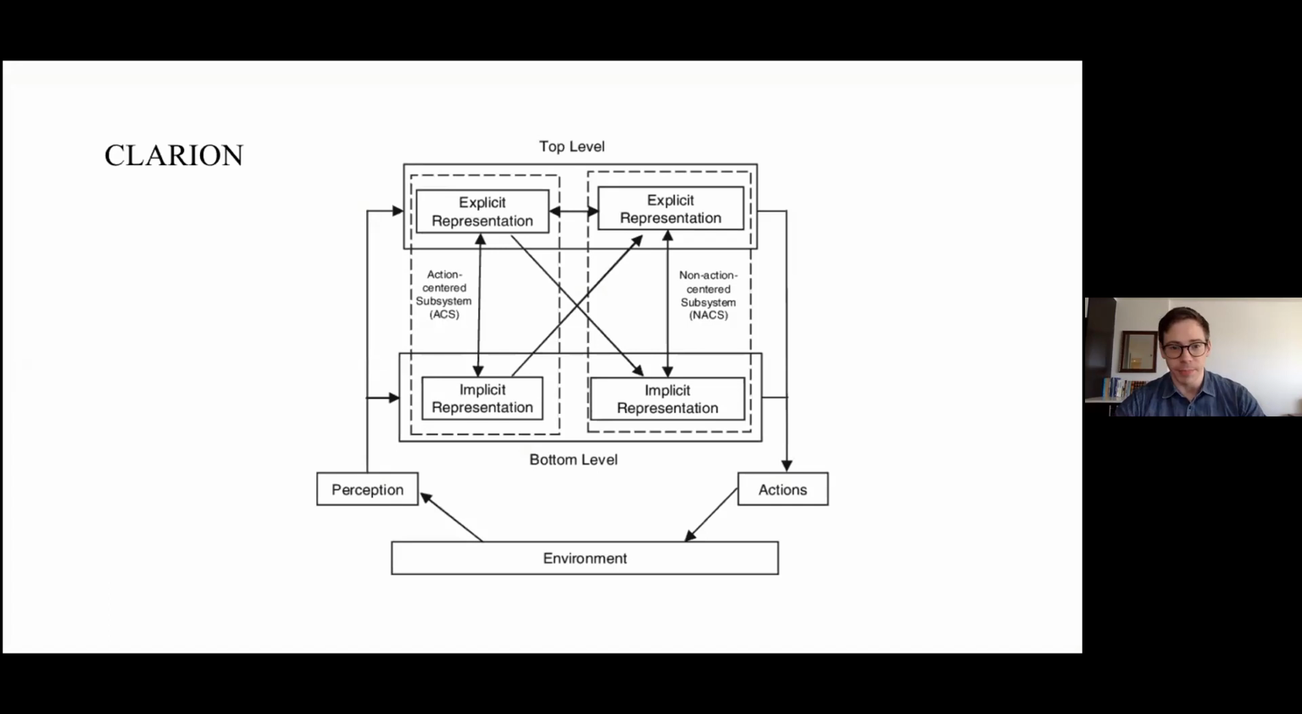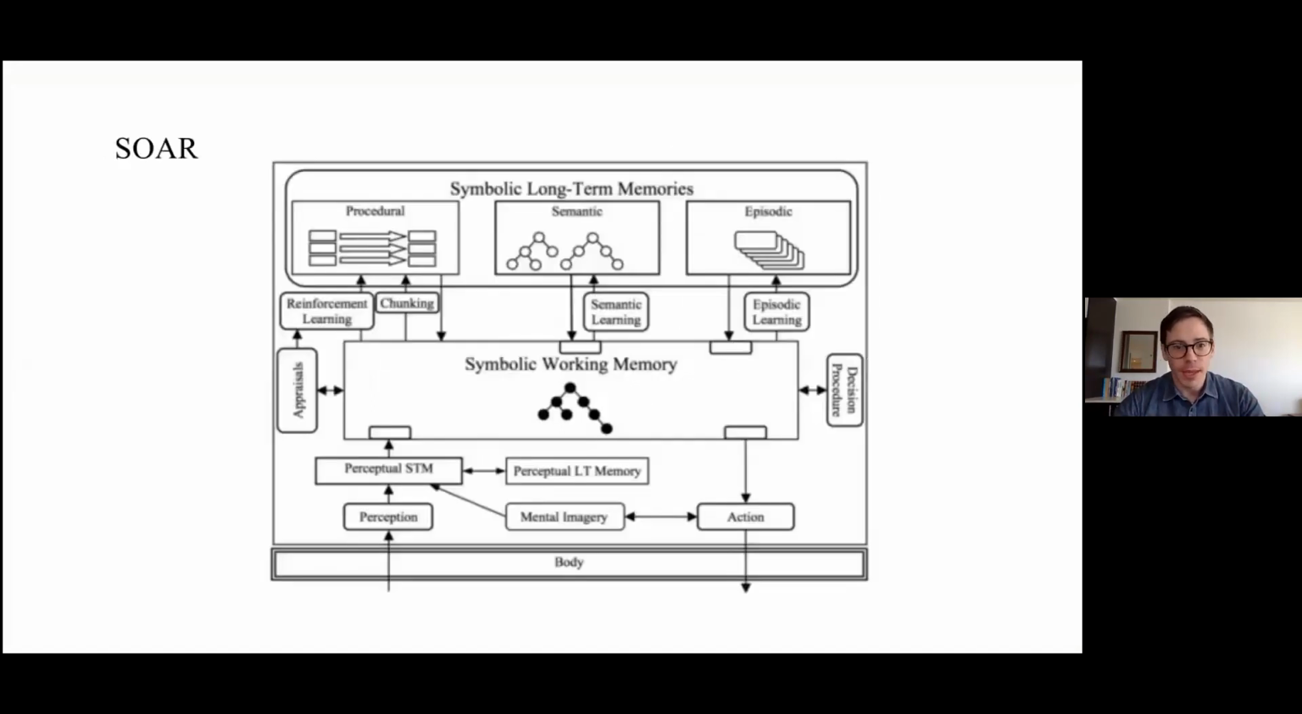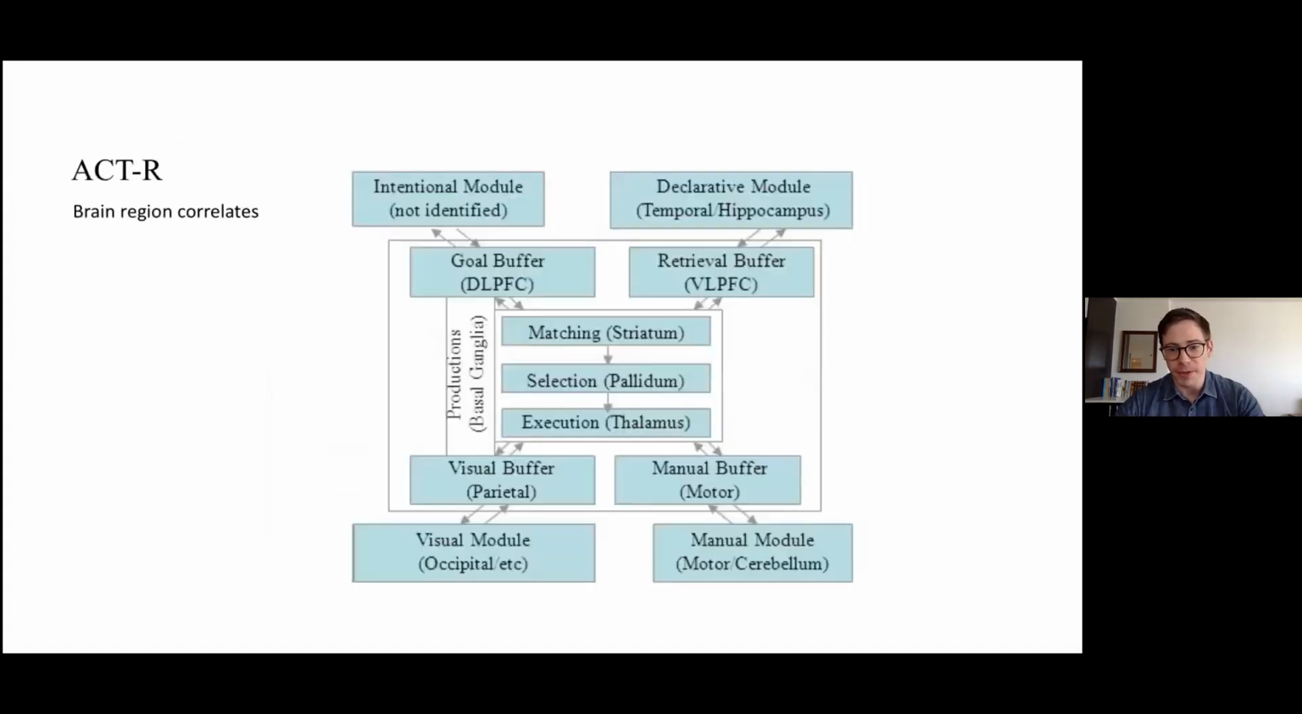There are all these different models: Clarion, there's EPIC, this is a very scary one. The EPIC cognitive architecture, you see, very weirdly, declarative knowledge, procedural memory, input-output functions. You have the SOAR cognitive architecture. If you're confused, so am I, because these are all different architectures based on empirical data.